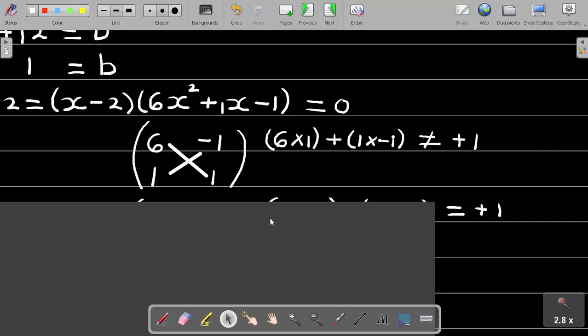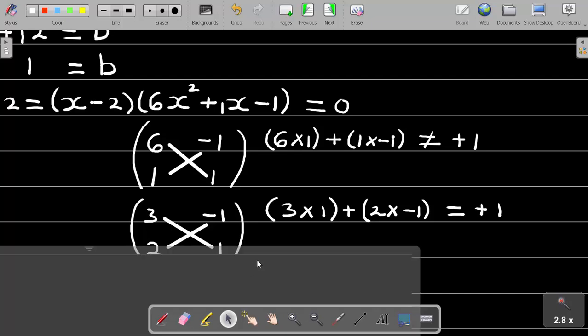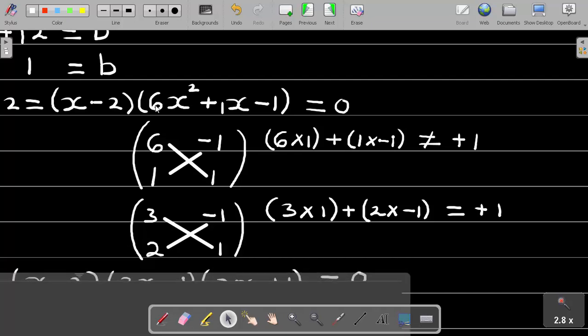Let me just remind you what we do here. The 6 which you see here is what you see here. The negative 1, we put it here, then put 1 here and 1 here, because 6 times 1, I get 6. Negative 1 times 1, I get negative 1. So what we do, we cross these. 6 times 1 gives me 6. 1 times negative 1 gives me negative 1. If I add the two answers like you see here, I don't get the middle term, which is positive 1. So this is not the right choice to use.